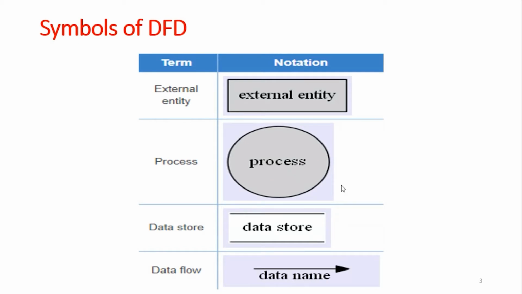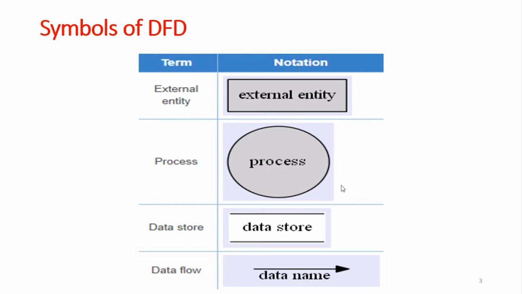So basically, there are four main symbols used in data flow diagram. The first is the external entity. Whatever the external entity is there, it is represented by this rectangle and the name is written inside that. And another one is the process. Process is basically represented inside this circle, the name written within that circle. The next is the data store. A left-right open rectangle is used to represent the data store, and again the name is written inside that shape.